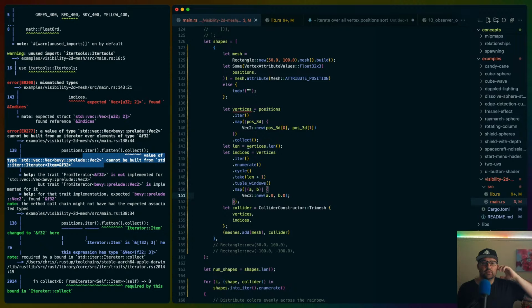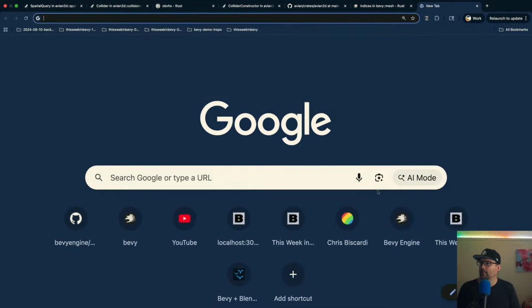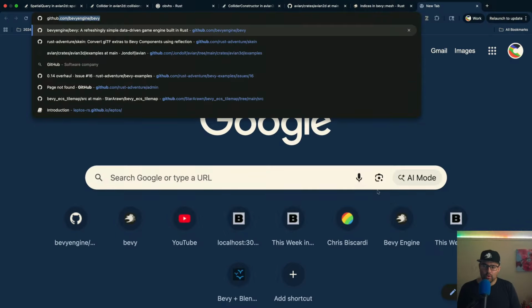Could you just steal the trimesh from mesh code from Avian 3D? Maybe. I think that it would add more complexity, but we can take a look.